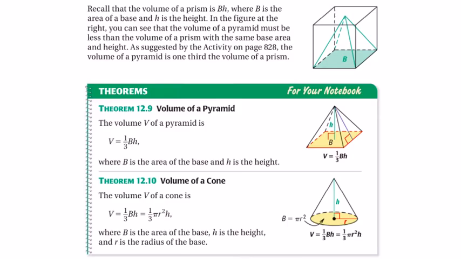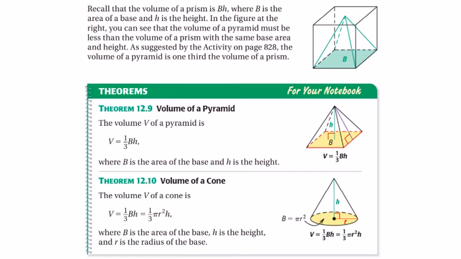First, if you recall the volume of a prism, the formula is B times H, where B is the area of your base multiplied by the height of your prism. In the figure to the right, you can see this pyramid that is constructed inside of this cube or prism. You might be able to chop up that cube and form a couple more pyramids that have the same base and height.